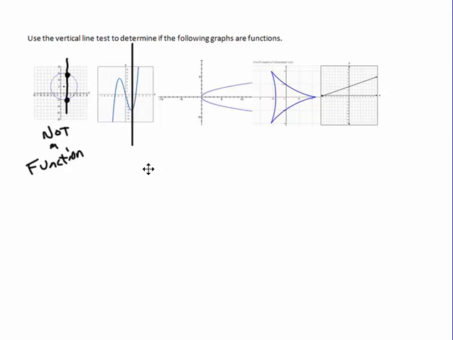But if it passes through that graph only once at every point along the way, so for this second graph here, I'm only crossing at one point as I pass my pencil over this graph like this. I'm only passing through one point at a time. So this one here, yes, that one is a function.